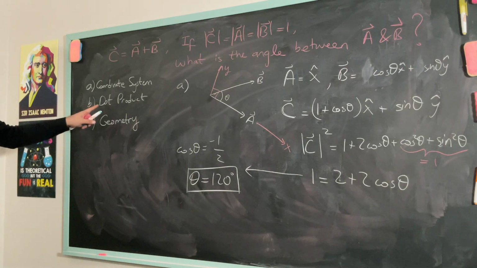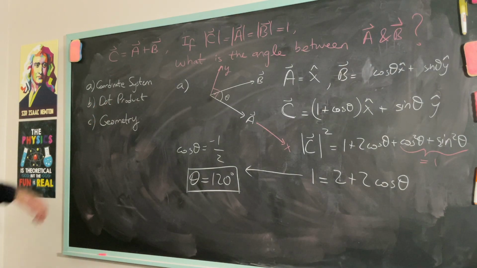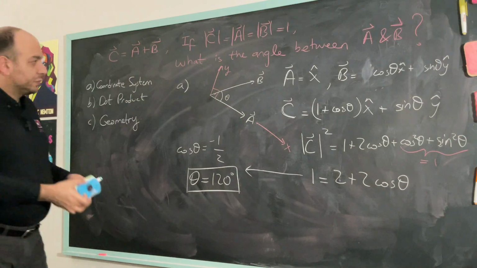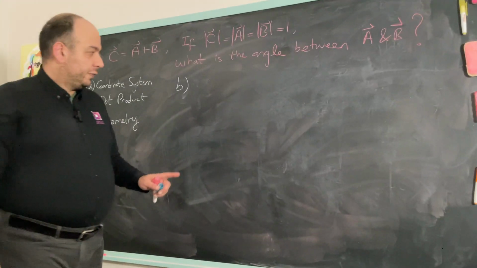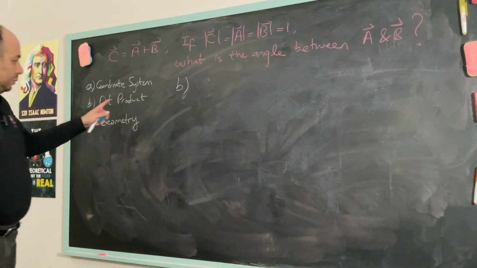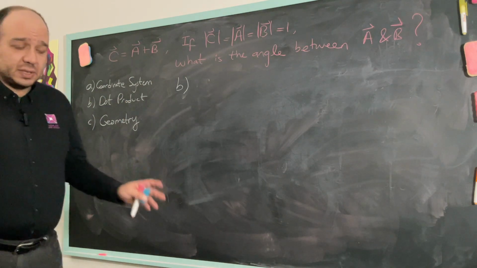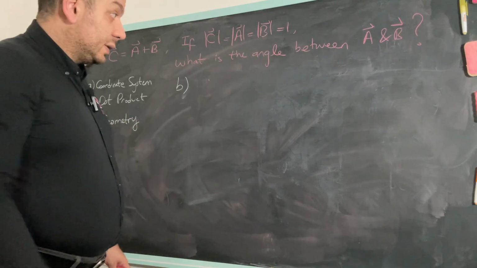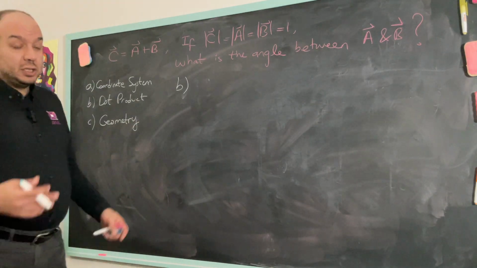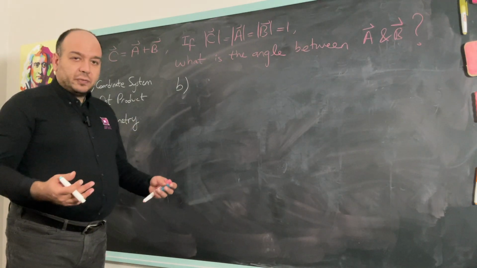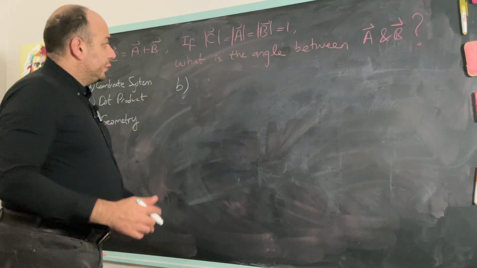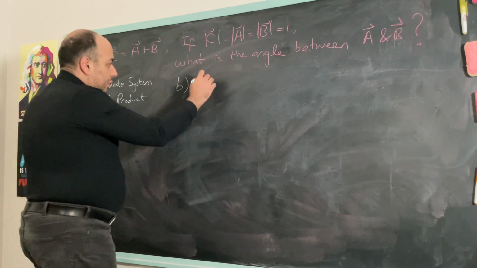Now the next step is to use the dot product. Let's see how it works. For the next solution, we will be using the dot product. We do not need any coordinate system, but we'll be using the definition of the dot product. It's a really powerful mathematical tool we use a lot in physics.